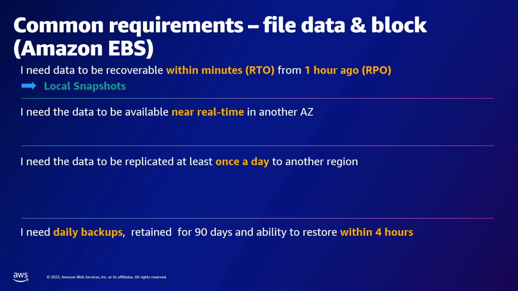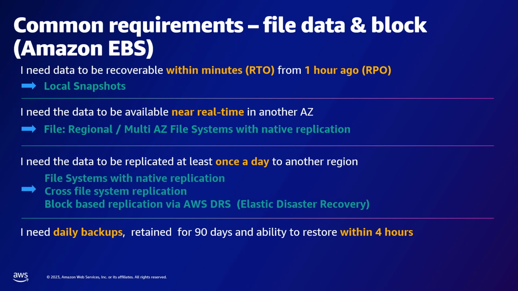To get your data available near real time in another AZ, you should look at the file systems that have built-in features for regional or multi-AZ replication. To have your data replicated to another region, you could use file systems which have native replication, or configure cross-file system replication by using AWS DataSync, or if data resides on EBS, you can leverage block-based replication through AWS DRS. For backup, you can use AWS Backup service to schedule daily backups of your data on file systems.